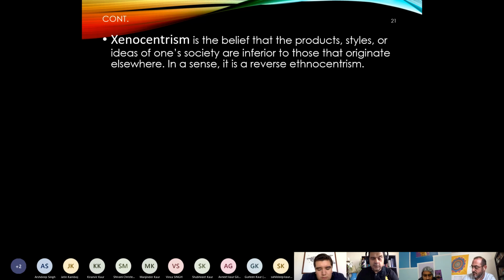Okay? And why is this very dangerous? This is dangerous because it can make the person accept inequality. It can make the person accept discrimination. Discrimination against whom? Discrimination against himself or herself. Okay? Get it?